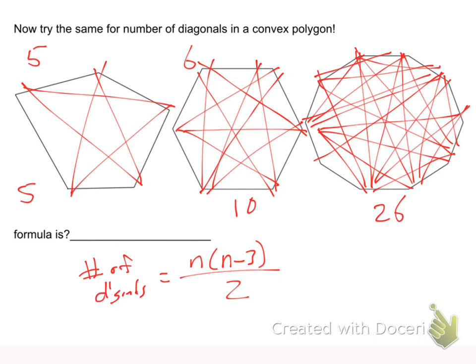What about 6? 6 minus 3 is 3, and 3 times 6 is 18. Divided by 2, it should be only 9. We messed up on that one, or I did. Did I draw the same line twice? Yes, I think I may have. It's right here. I should not draw. This only has 9.